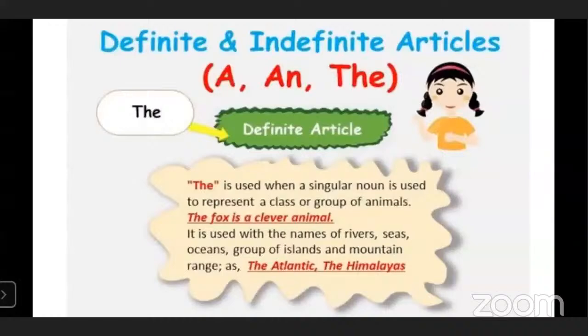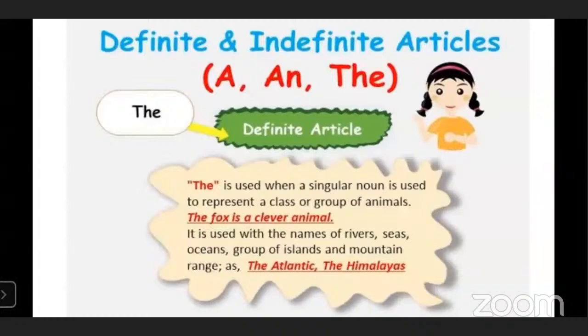See here. Why I said the word? What is the meaning of the article T-H-E, the? The is used when a singular noun, singular means single, not the plural form. Plural means many, singular means one. The is used when a singular noun is used to represent a class or group of animals, where only one person or only one thing is representing the whole group, then we use the article the.